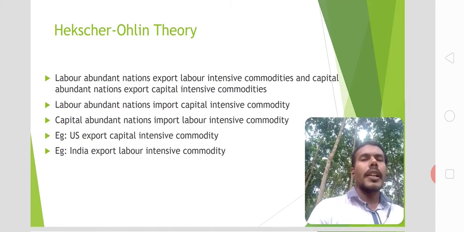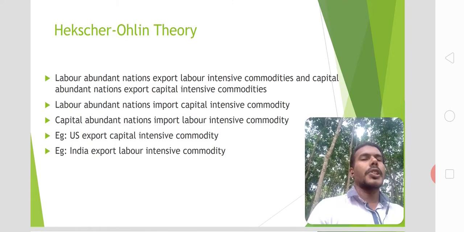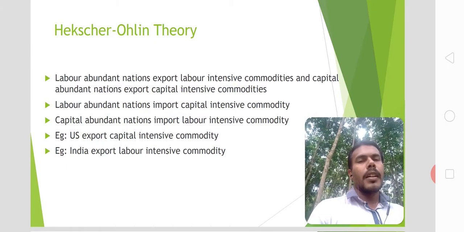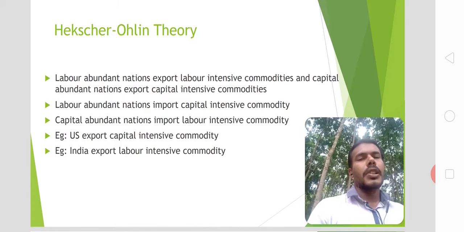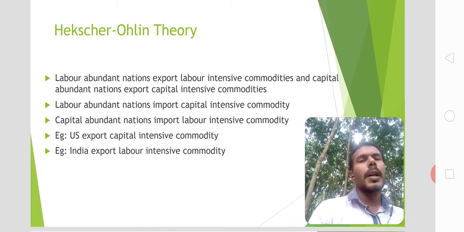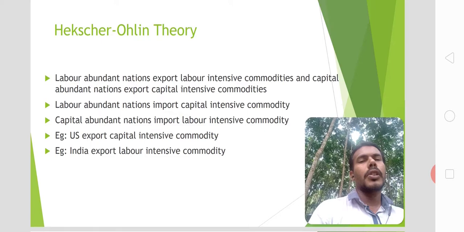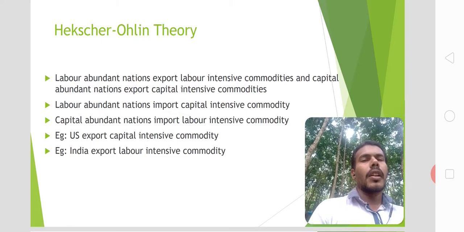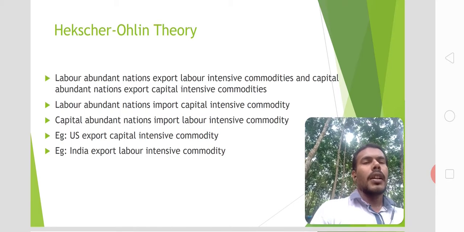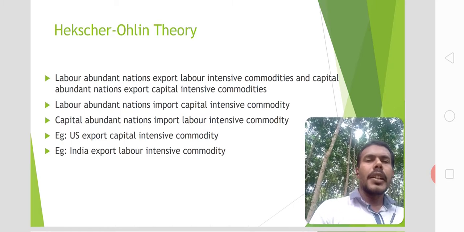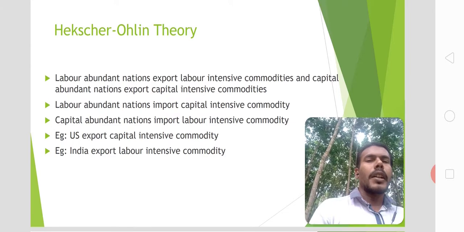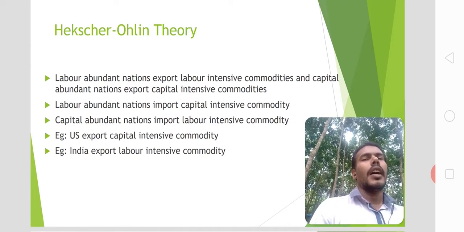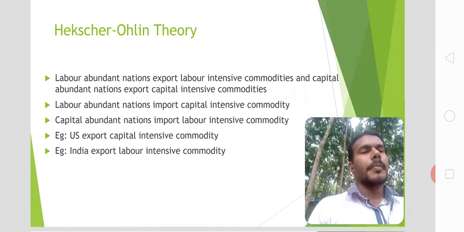On the other hand, India as a labor surplus nation or capital short nation can concentrate on the production of labor intensive commodity, and we can export the commodity to the United States, which is a capital rich or labor short nation. So, the comparative advantage here is determined by the differences in factor proportion. So, that is the point of discussion in the Heckscher-Ohlin theory.